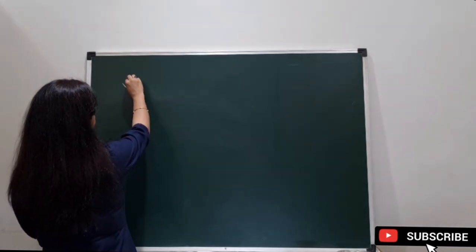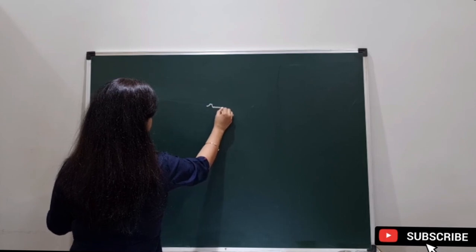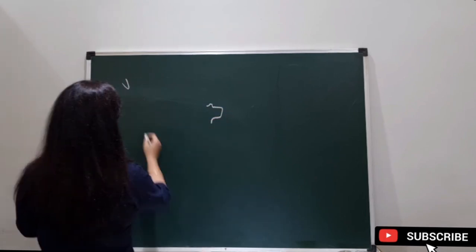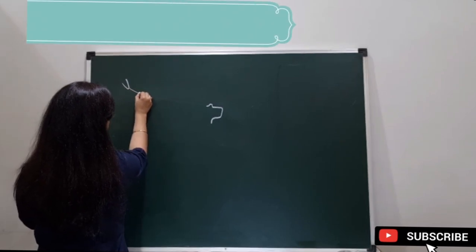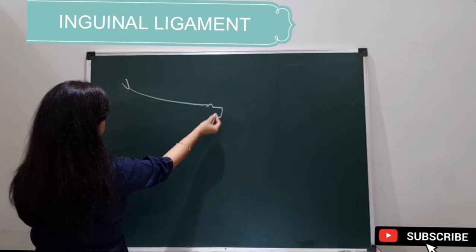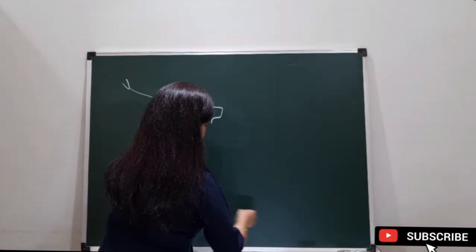This is the anterior superior iliac spine and this is the pubic tubercle. Now the inguinal ligament is attached between the ASIS and the pubic tubercle, which forms the base of this triangle.